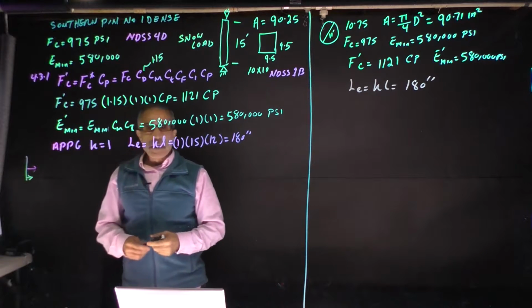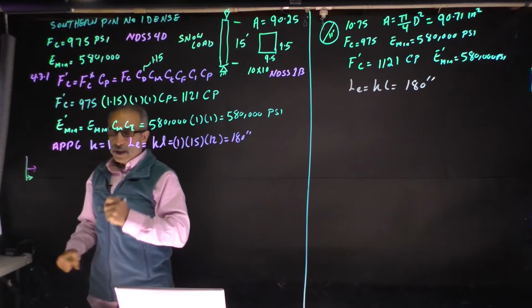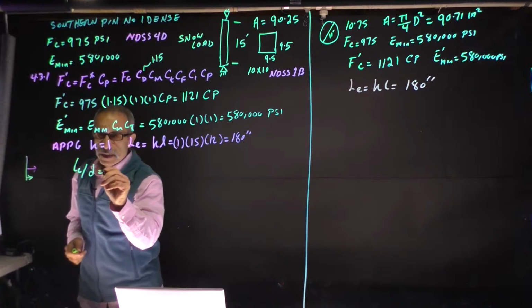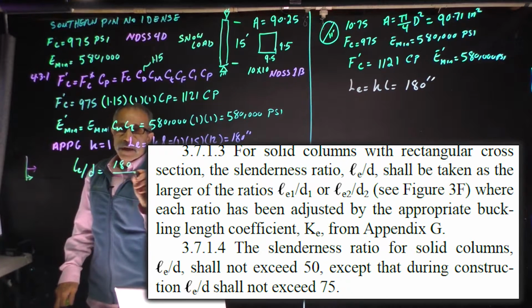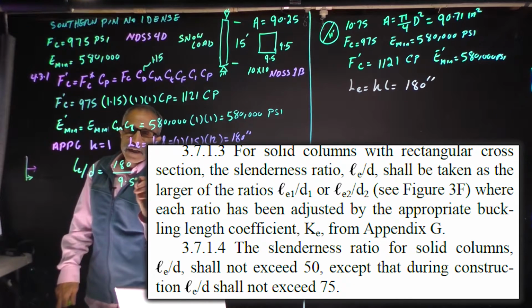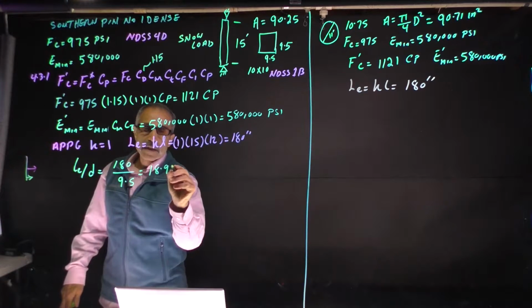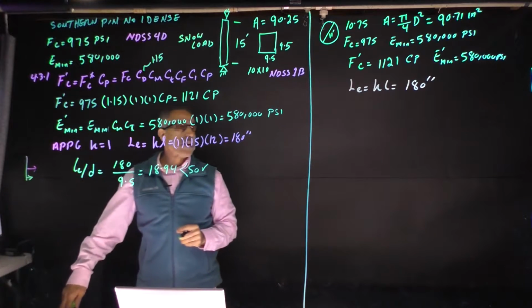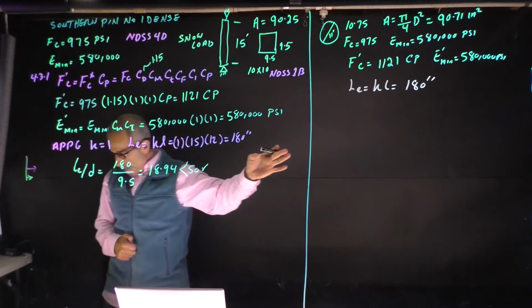Again, looking at the same section 3.7.13, we are concerned about Le divided by d. In our case, it's 180 divided by d, and our d is 9.5 inches, which comes out to 18.94, which is less than 50, and we're good here. Let me finish this, and then I'll go over there because I want to explain that a little bit more.